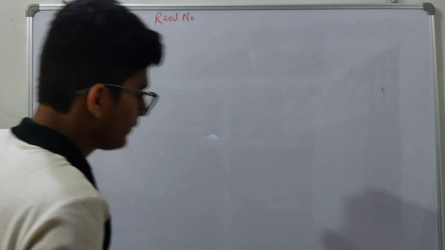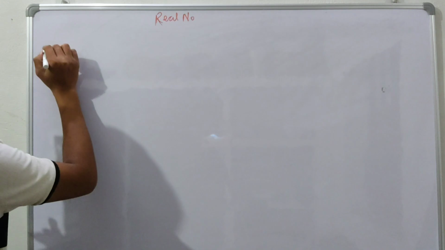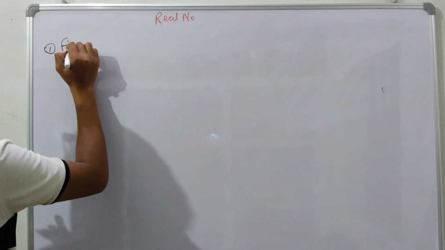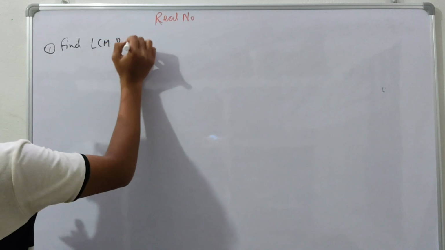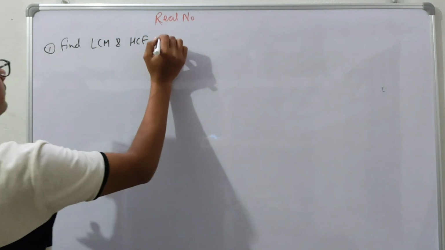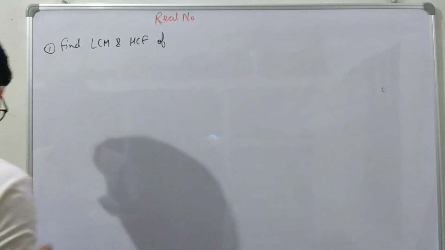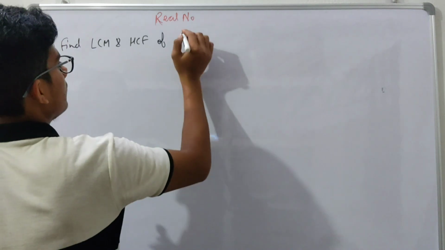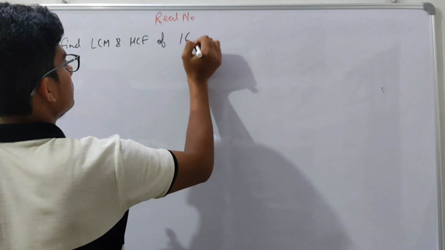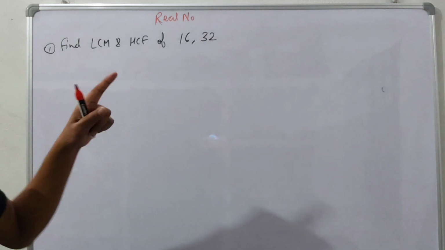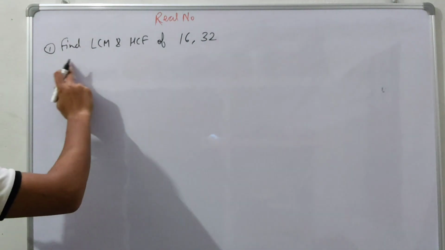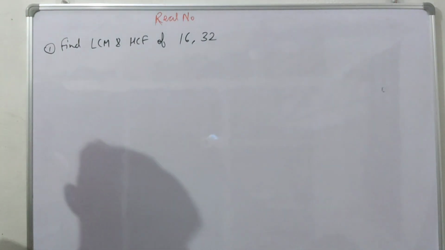Suppose we have to find the LCM and HCF of 16 and 32. We have to find the LCM and HCF of 16 and 32. So how can you find the LCM and HCF of 16 and 32?